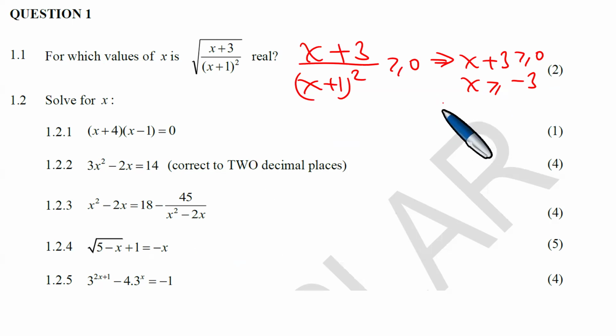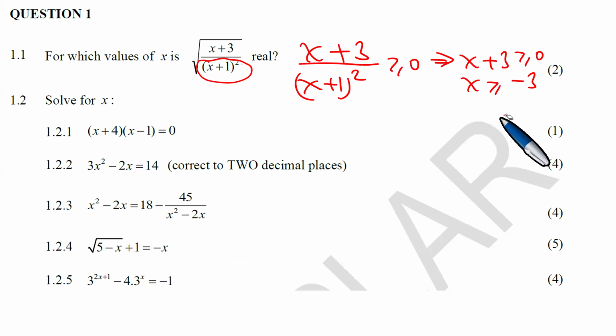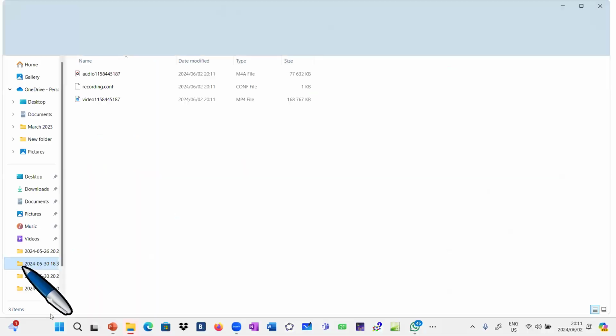But not only that, because we have division, each time we have division, we need to restrict the denominator, and we need to say x cannot be equal to minus 1. Alternatively, we can write this in a bit more detail and say the following. We have that x plus 1.